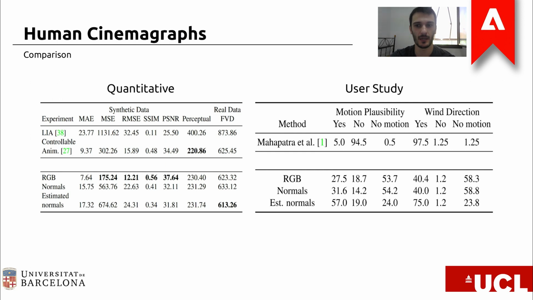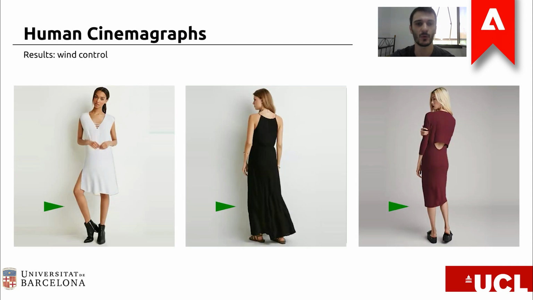a user study on a random subset of predictions on DeepFashion dataset. For this study, we ask about the quality of the dynamics as well as the perceived wind direction. We note that the proposed methodology using normal estimation from RGB achieves the best qualitative results. To further illustrate this, we show here qualitative results. These results also show the effect of the chosen wind encoding in the generated videos. The wind direction is represented with a green arrow.